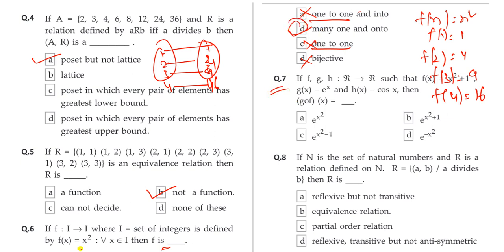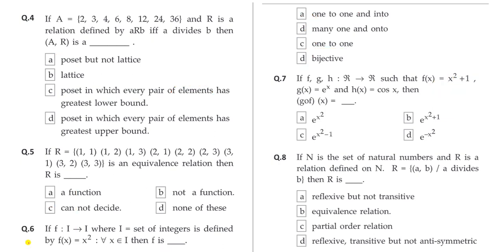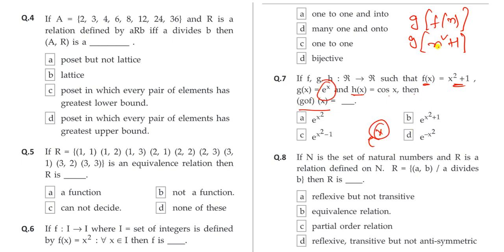And next one, seventh question, f of x is equal to x square plus 1, g of x is equal to e power x, and h of x equal to cos x, then find out g of f of x. So there is no use of h of x, because in this function we have g of f of x. Okay, so what is the f of x value? x square plus 1. Now g of x equal to e power x. So in the x place, what we have to substitute? This is the x value. That means e to the power of x square plus 1. So what is the answer? Seventh one, B is the correct answer.